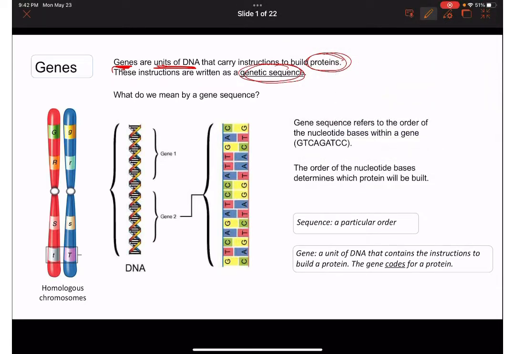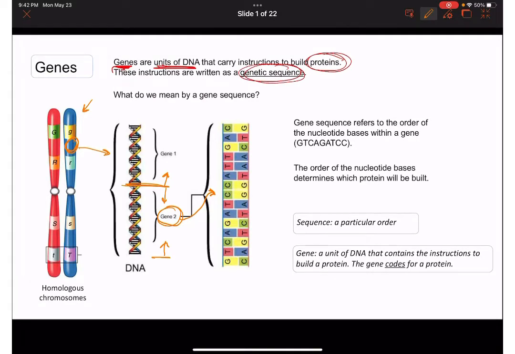So let's take a look at this pair of homologous chromosomes. And let's just take a look at the DNA from one of the pieces of those chromosomes. So that's what we're looking at here. And what you can see is that this DNA is divided into different genes. This is gene 1, and the DNA below that represents gene 2.